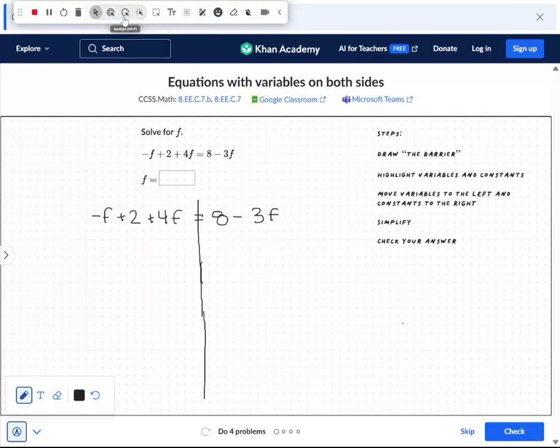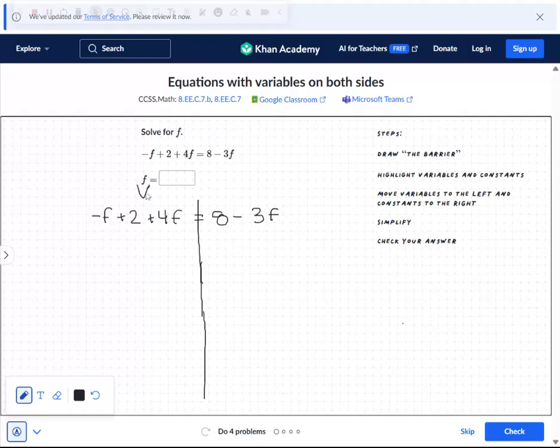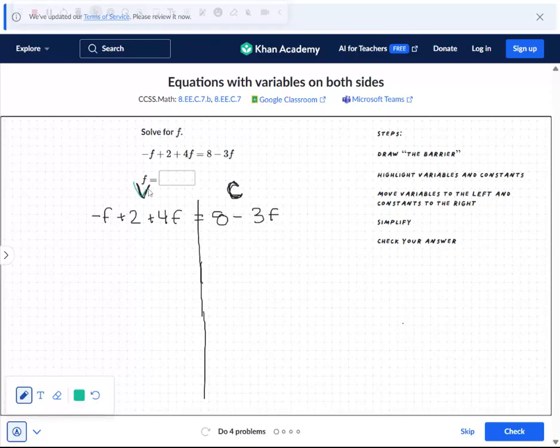Why we're doing this is we're separating, right? We're just separating it out. How it's helpful for this problem, we want variables on the left. So we're just going to write V for variables on the left and a C for constants on the right. And we want to, just like in class, color code this. It doesn't matter what color you use. So variables, I'm going to use green.